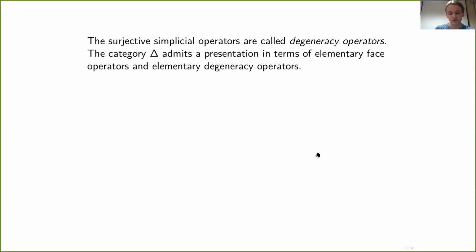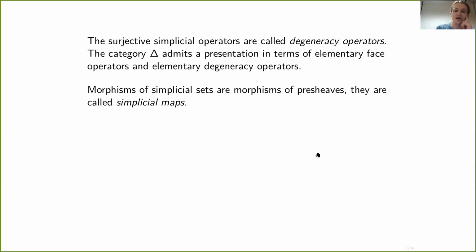So basically, what this is telling you is that in order to understand a simplicial set, you don't really need to worry about the action of all possible simplicial operators between all of these totally ordered sets. You just need to understand how a simplex in a particular dimension attaches to the one dimension lower, and then these relations tell you that everything is compatible all the way down. Then going forward, morphisms of simplicial sets are just morphisms of presheaves, and we call them simplicial maps. We have a category of simplicial sets.